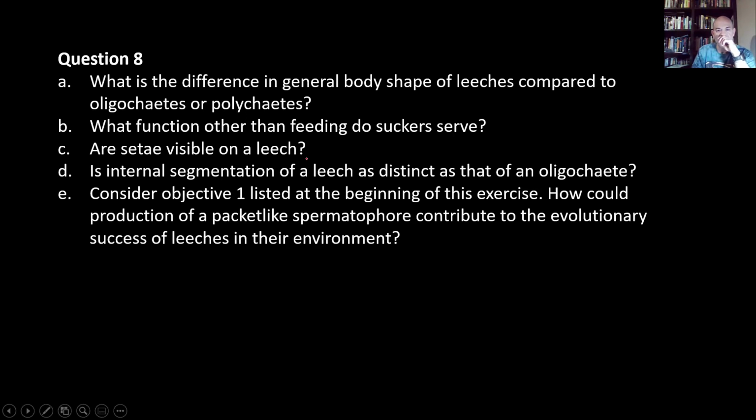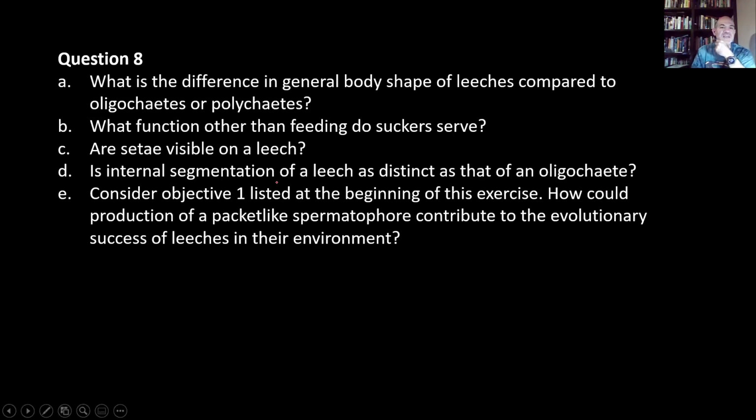There are no visible setae on the leech, so that's one of the things that distinguishes them from the other annelids that we saw. And the internal segmentation is distinct from Oligochaetes, because there's no septa dividing one segment from the next.